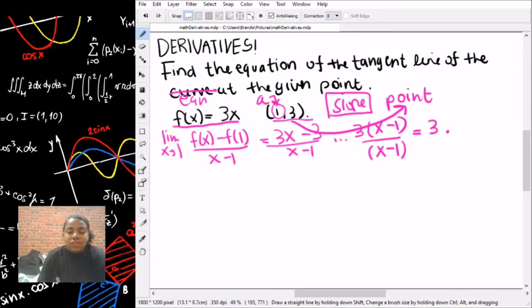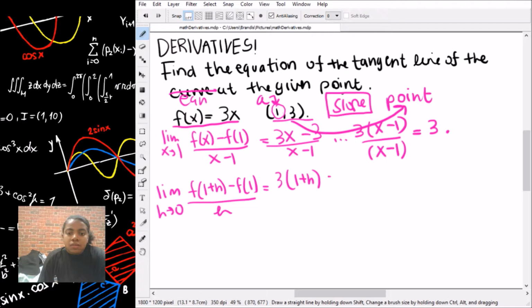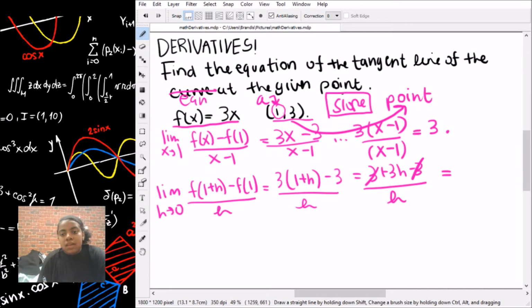I guess I could show you the other way, making sure that they both work. So let's try the limit as h goes to 0 of f of 1 plus h minus f of 1 over h, which is equal to 3 times 1 plus h minus 3 over h, which gives us 3 plus 3h minus 3. Those two cancel, and you have it over h. And then you divide those two, and you just get 3. So they both work. Whoa, what a surprise.